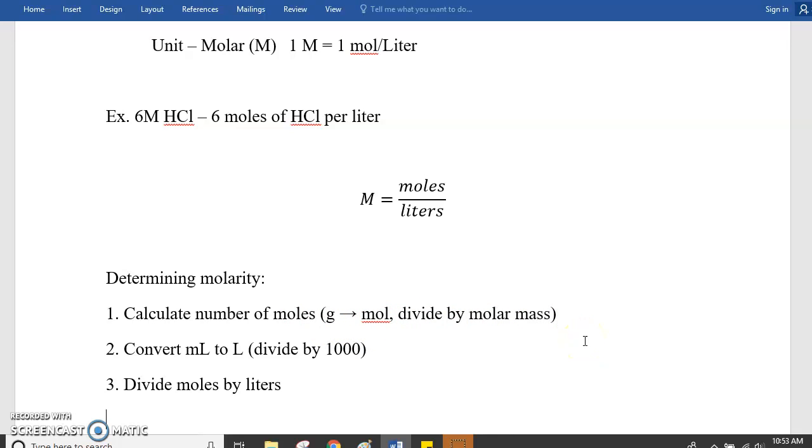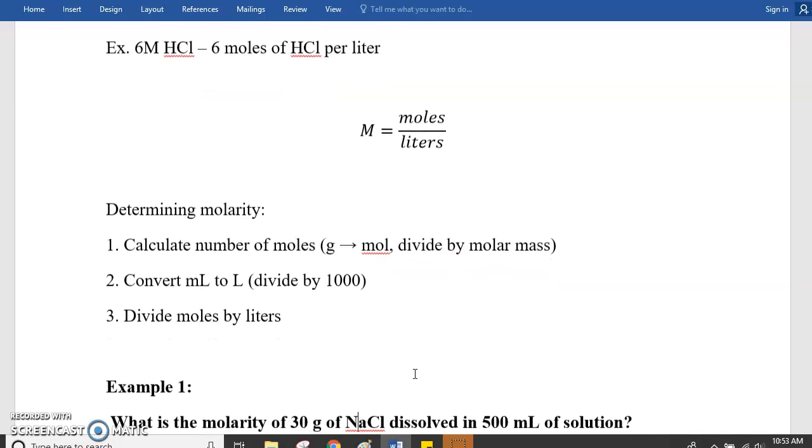You remember, we find the molar mass by looking at the periodic table and all those numbers at the bottom of the squares and finding the sum of the numbers for that compound. Then, if we're given milliliters of solution instead of liters, we divide the milliliters by 1,000 to convert to liters. And then finally, you take moles divided by liters, and you have your molarity. Let's see an example.